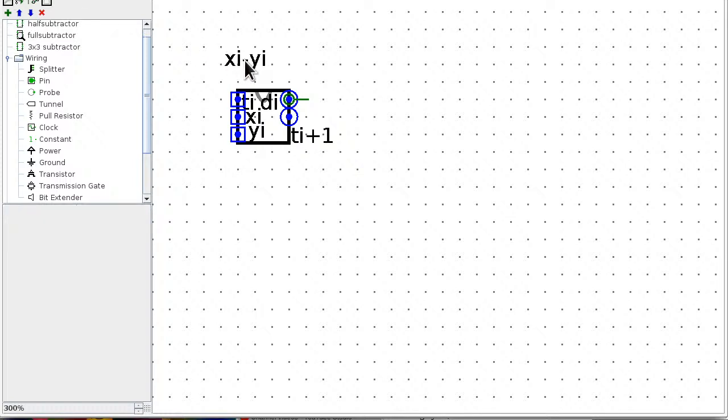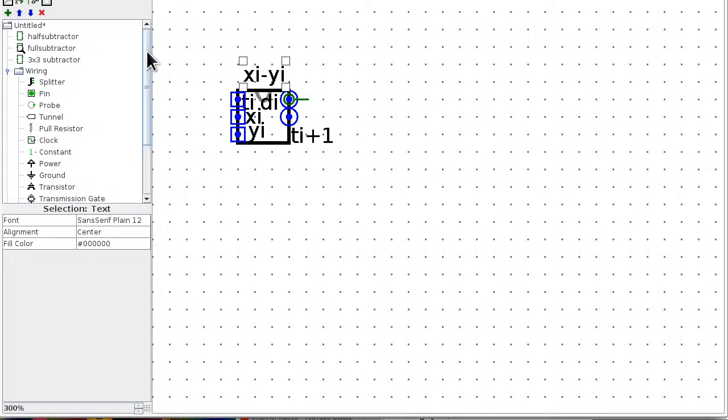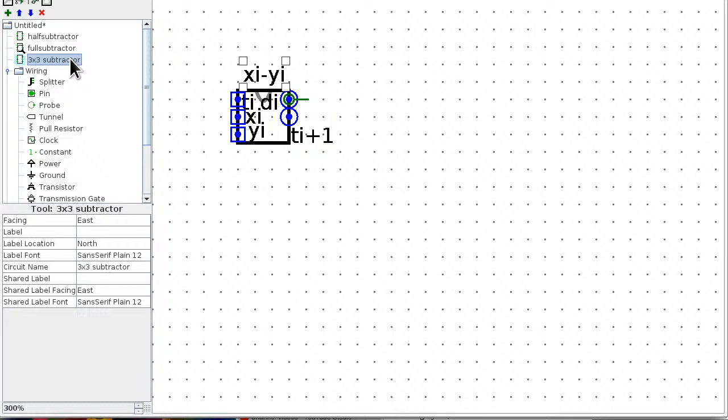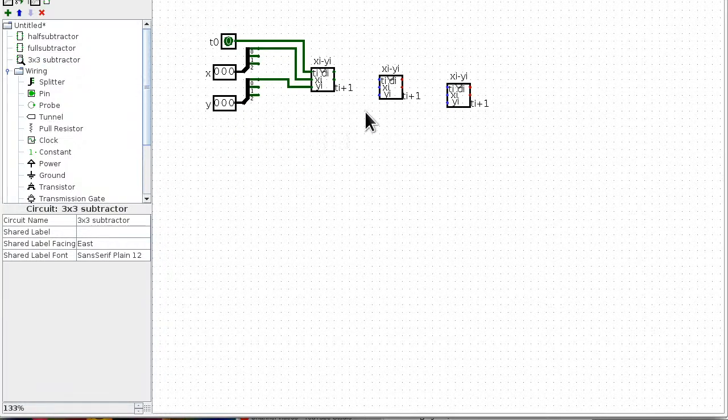So this is the cool thing about Logisim: you can retroactively go back and document a circuit's appearance. And when you go to the circuit that makes use of it, it will all be in there too. So it's kind of cool.